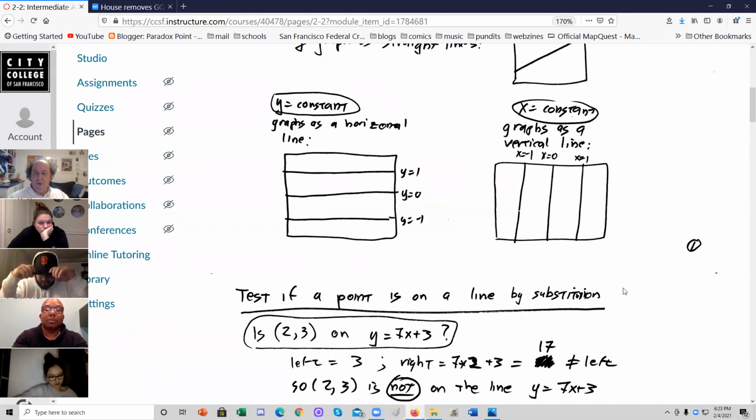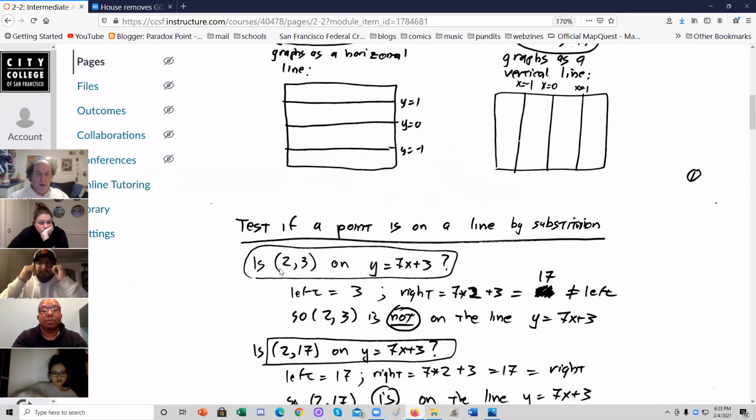Now you can test if a point is on a line by substituting into the equation. For example, is 2 by 3 on the line y equals 7x plus 3? Well, we plug it in: 2 for x, 3 for y. So the left side will be 3. The right side will be 7 times 2 plus 3, which is 17, so no, it's not equal to the left. So 2 by 3 is not on the line with equation 7x plus 3.